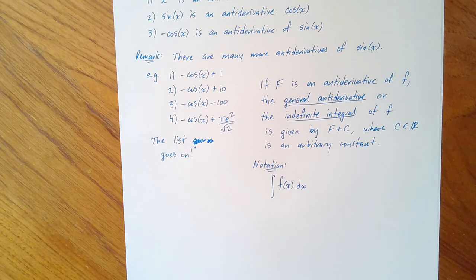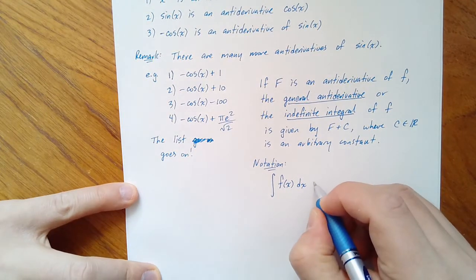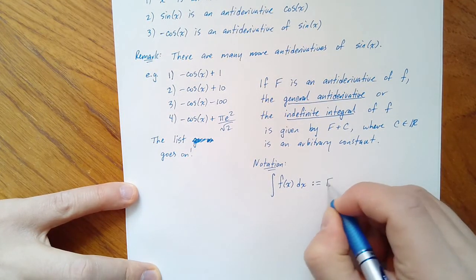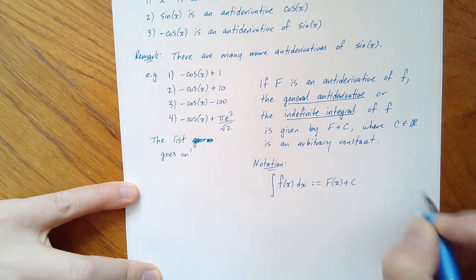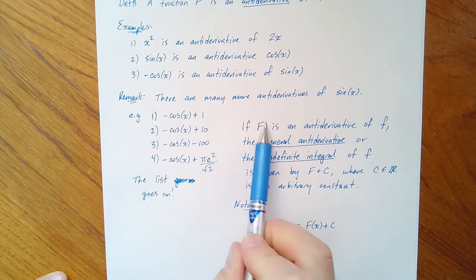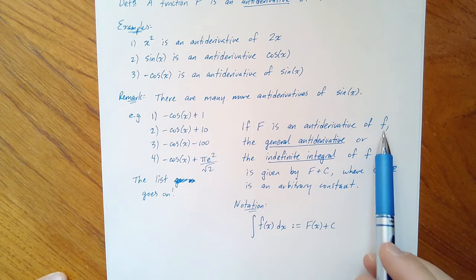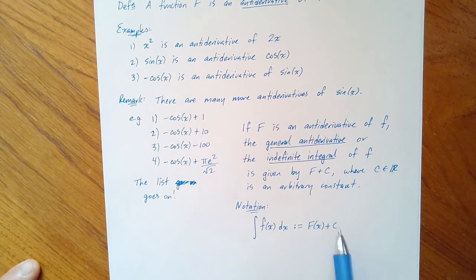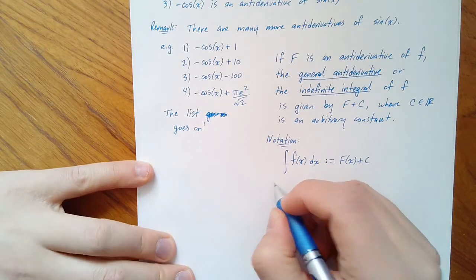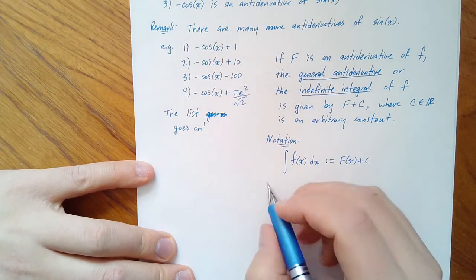Just like when you take the derivative of a function, you specify which variable you're taking the derivative with respect to, you do the same thing when you're talking about the general antiderivative. And this is defined to be capital F of x plus c, where capital F is the function up here, which was a particular antiderivative of the function little f. So if you take a particular antiderivative of a function and you add this general constant, you get the general antiderivative. One last thing before I end this particular clip.